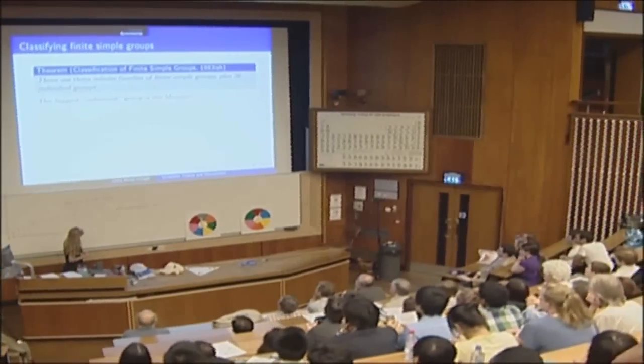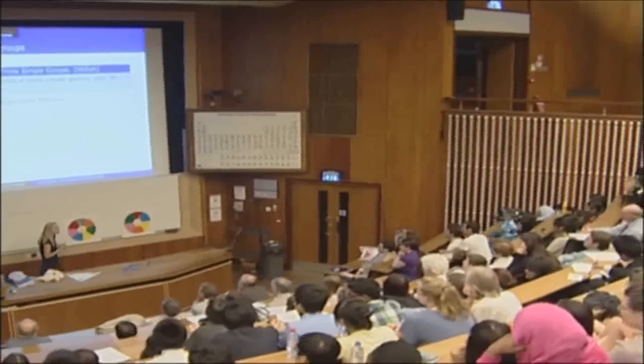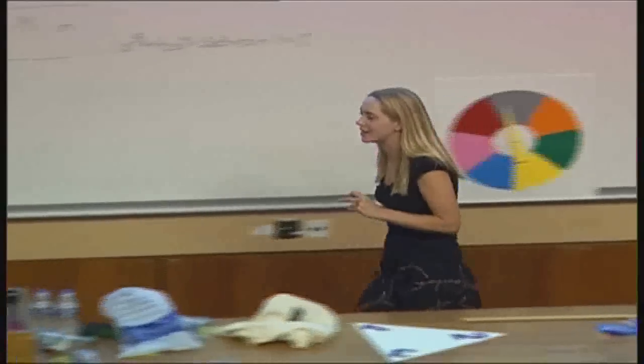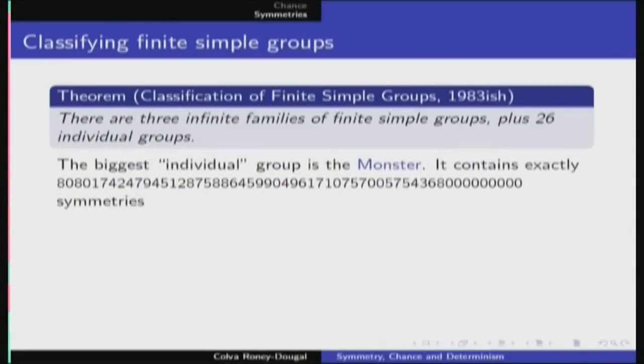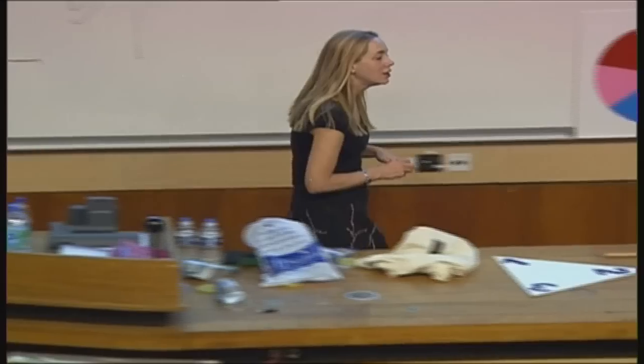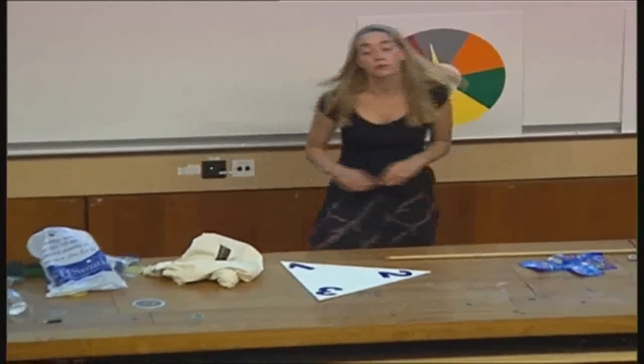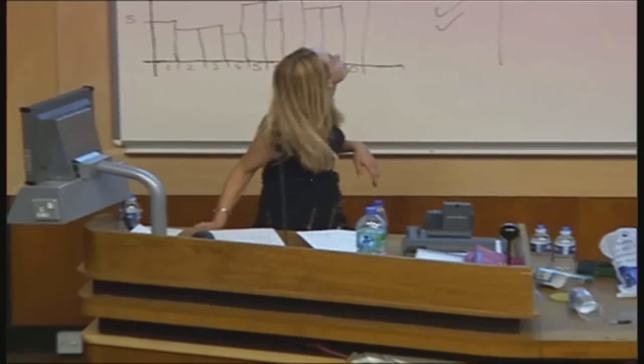The biggest of these 26 leftovers that don't fit into the infinite families is really, really big. It's called the monster, and it's amazing that we can get our hands on something this big. It's got that many symmetries. That's quite a big number, right? It's about 10 to the 54. Consulting Wikipedia, you will find that that's approximately the number of kilograms of matter in the visible universe. So, 1 symmetry for every kilo of matter.